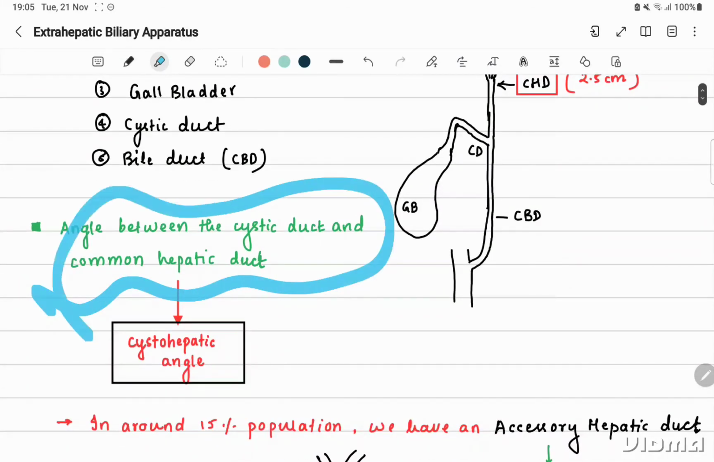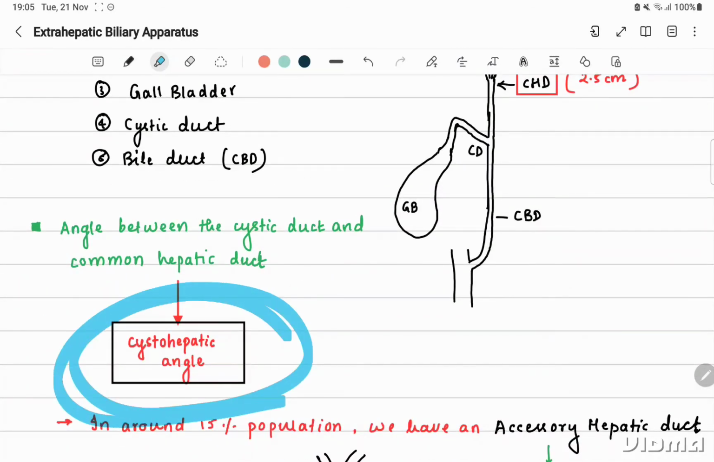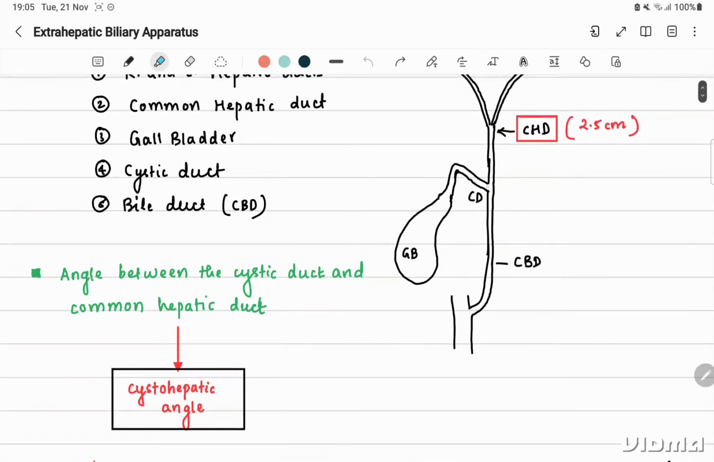The angle between the cystic duct and the common hepatic duct is called the cystohepatic angle. You can see this angle, let me point it out. This angle is called your cystohepatic angle.